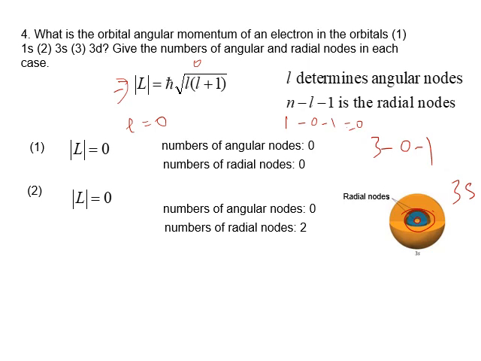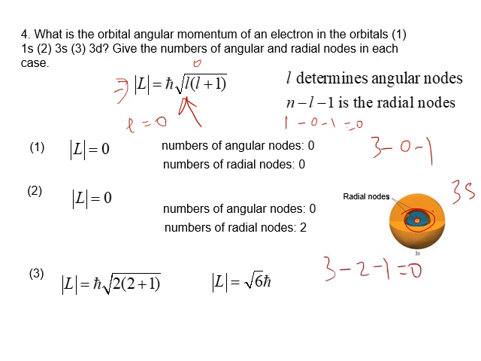Next, for 3d, d means L equals 2, so plug in here: 2 times 2 plus 1, which gives you square root of 6 ħ. That's the magnitude of angular momentum. So how many angular nodes? L equals 2, so you have 2 angular nodes, and the radial nodes is 3 minus 2 minus 1, which is 0. So for this wave function, there are no radial nodes, but you have 2 angular nodes.